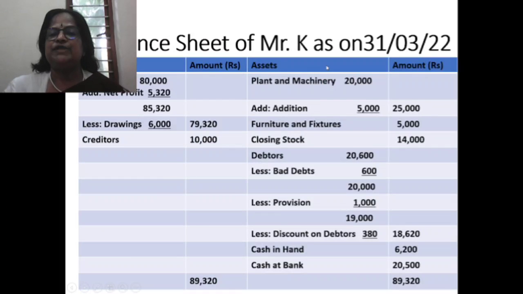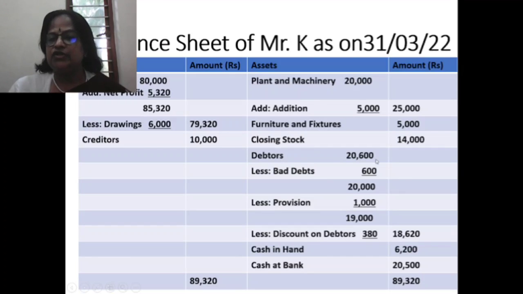Now balance sheet of Mr. K as on 31/3/22. Capital 80,000, add net profit 5,320, 85,320, less drawings 6,000, outer column 79,320, creditors 10,000. So the total of the liability side is 89,320. Now plant and machinery 20,000, add addition 5,000. So it's 25,000. Furniture and fixtures 5,000, closing stock 14,000.